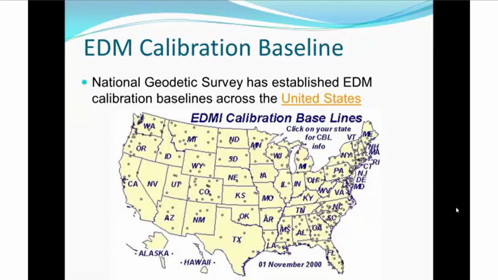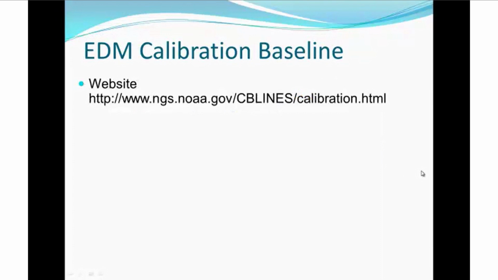Before I do that, I want to mention that the National Geodetic Survey has established several calibration baselines across the United States. This is a map of where those calibration baselines are. You can see in some states there are very dense calibration baselines, and in some states it's fairly sparse. In fact, in Iowa here, there's only one, right on the border with Nebraska. So in any event, these are where they are, and what you'll see in a calibration baseline report is this.